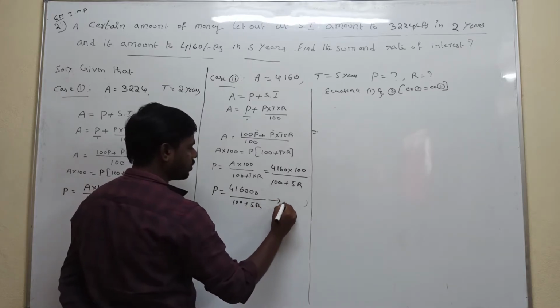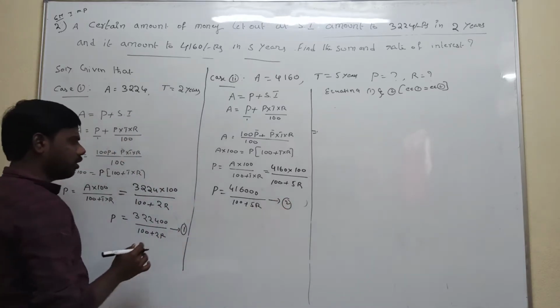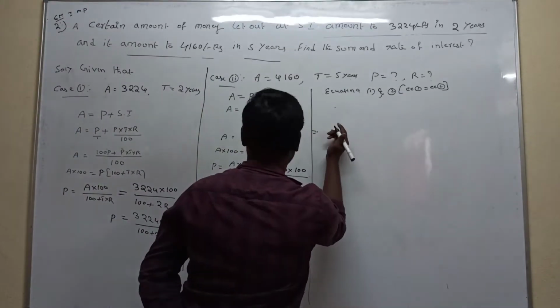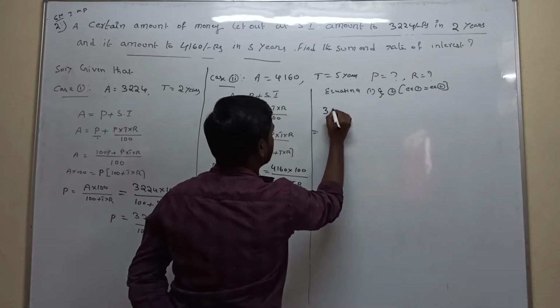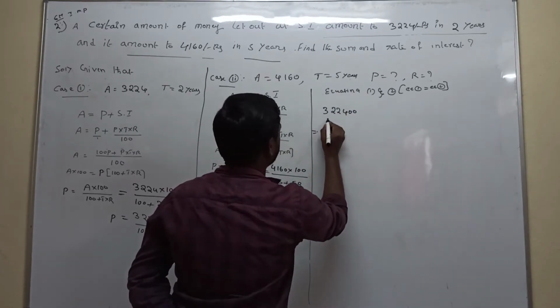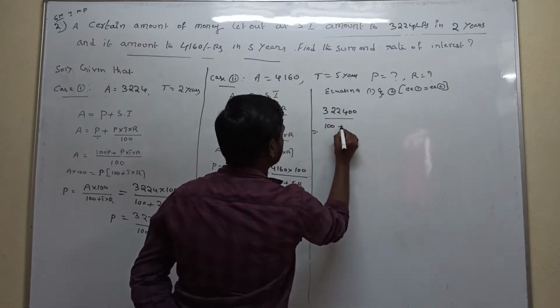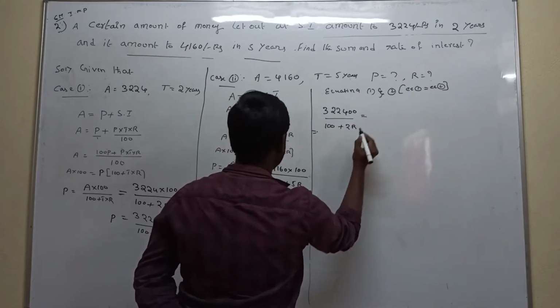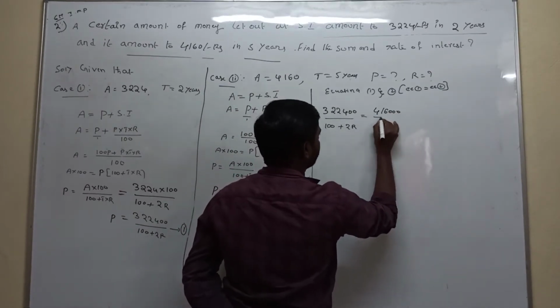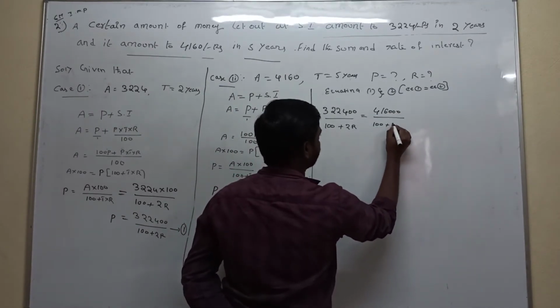This concept is 2. So now observe both are equation 1 and equation 2. Both are P value, that's why equating 1 and 2. So now what is the first equation? 3 lakhs 22,400 divided by 100 plus 2r is equal to 4 lakh 16,000 divided by 100 plus 5r.